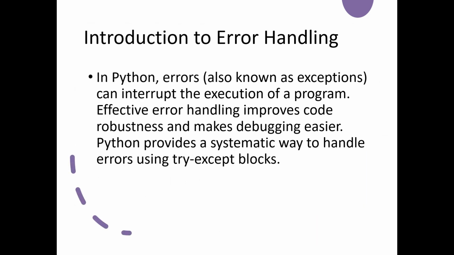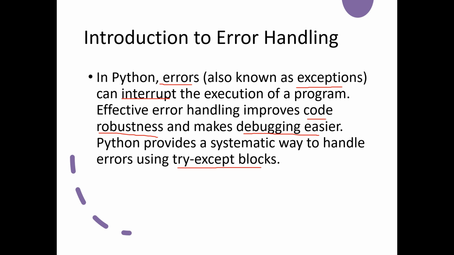Let's start with the basics by understanding what is an error. In Python, errors are also known as exceptions, which can interrupt or stop the execution of a program. By using error handling, we can improve code robustness, meaning we give the code the ability to handle errors, and it makes debugging easier and code reliable. To overcome these errors, Python provides a systematic way to handle them by using try and except blocks.